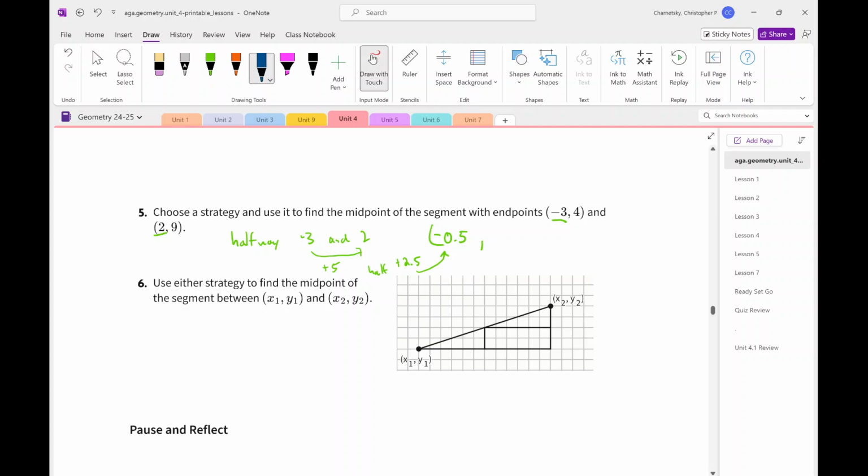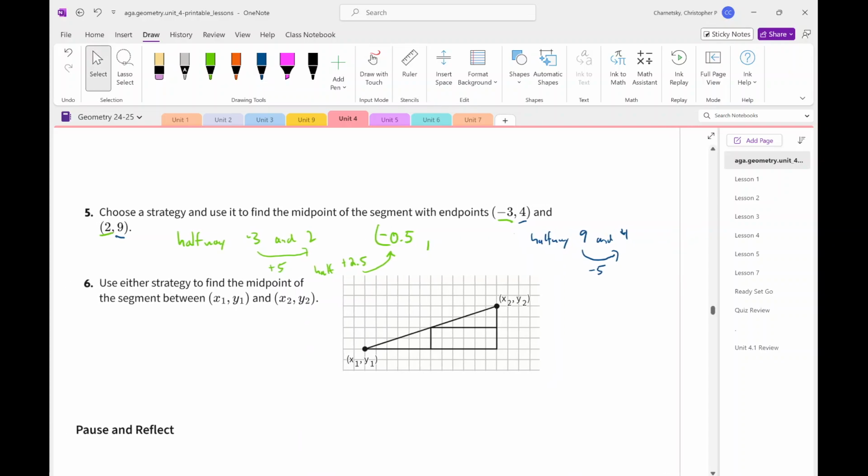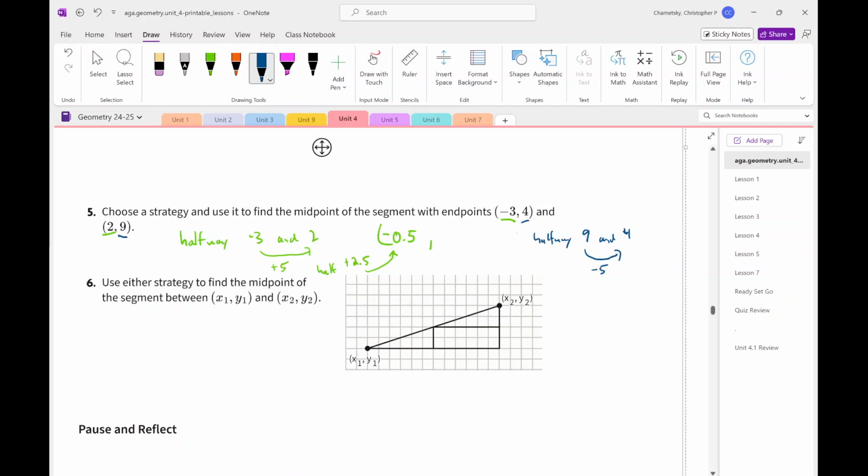The y-coordinate, same thing. Going from 9 to 4, so that's subtracting 5. So we'll divide that by 2. So instead of subtracting the whole, we'll subtract half, 2.5. And 9 minus 2.5 would be 6.5. There's a half of our y's. That's halfway between 4 and 9.